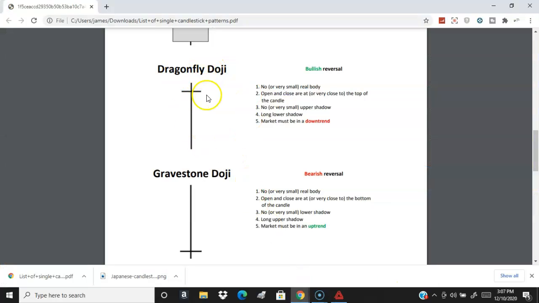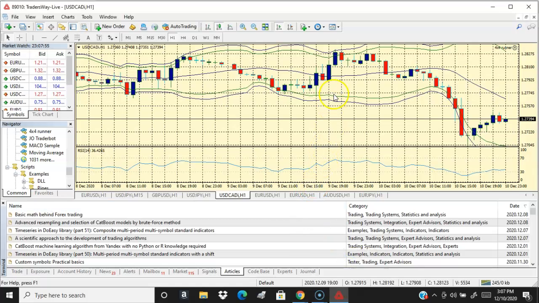Oh, actually, that's a dragonfly candle. So it was in a downtrend. Let's see if that was in a downtrend. Yes, it was in a downtrend. So what does that mean? That means in the next few candles, it's gonna go up from that. So what I would do on this candle right here, I will enter in a buy. Now it's gonna go down a little bit, so my stop loss will be somewhere right here at this line. And then when it closes, it's gonna close right at the bottom line here, and then go all the way up.